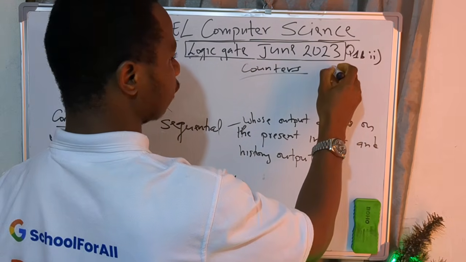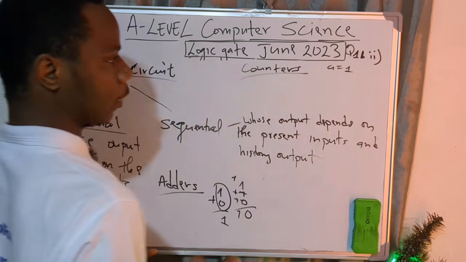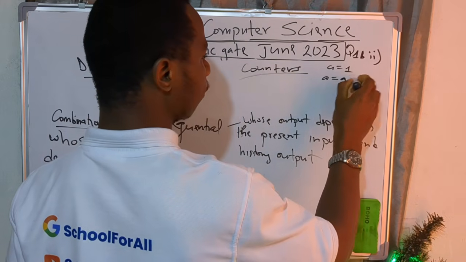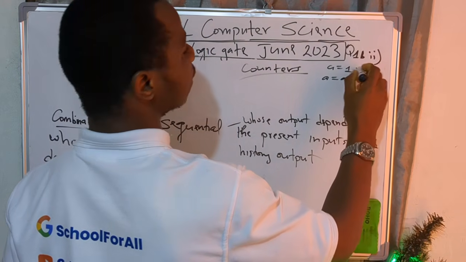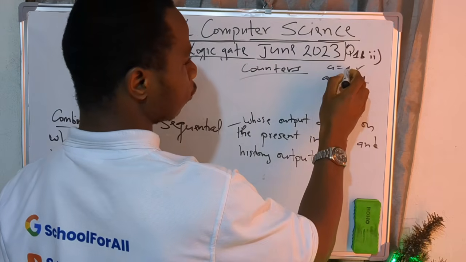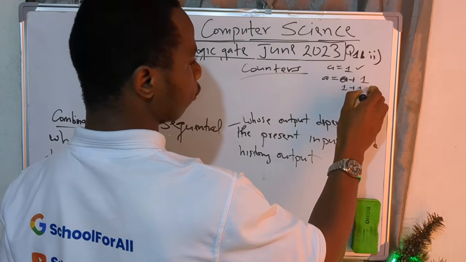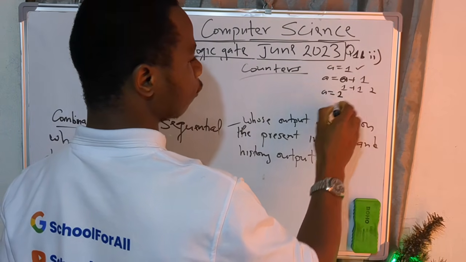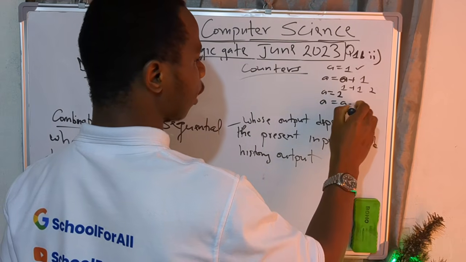Imagine that you have something like this: A equals 1. Then you come and do A equals A plus 1. So initially this is what we have. The first operation, you say A equals A plus 1. What happens? You take this one and put A plus 1. So A becomes what? Imagine that the next operation is A equals A plus 1 again.